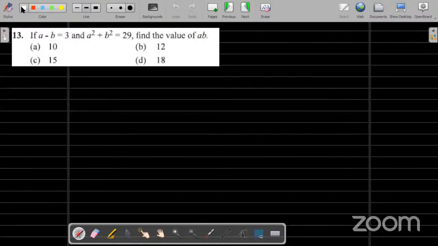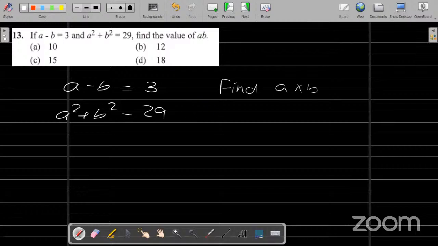Given a minus b equals 3, the difference of two numbers is 3, and the sum of their squares, a square plus b square, equals 29. We need to find a into b. Here also, the best method is using the options. We can use the formula a minus b the whole square equals a square plus b square minus 2ab. Using that, I'll be able to answer the question.